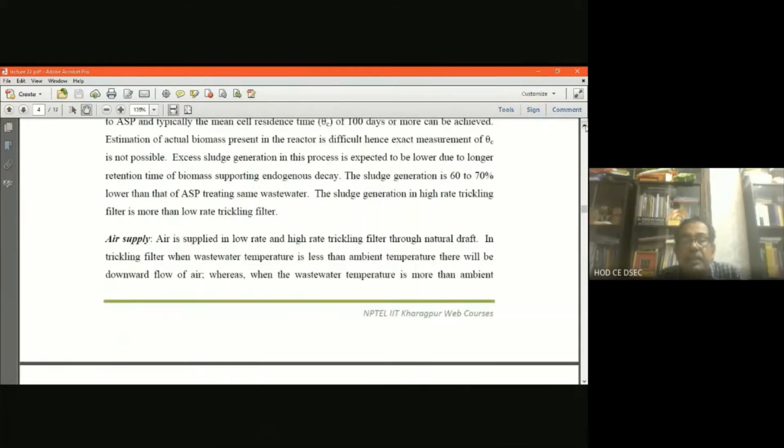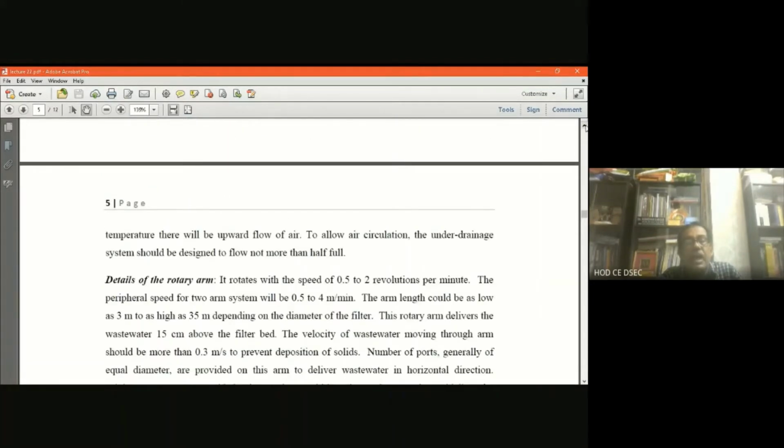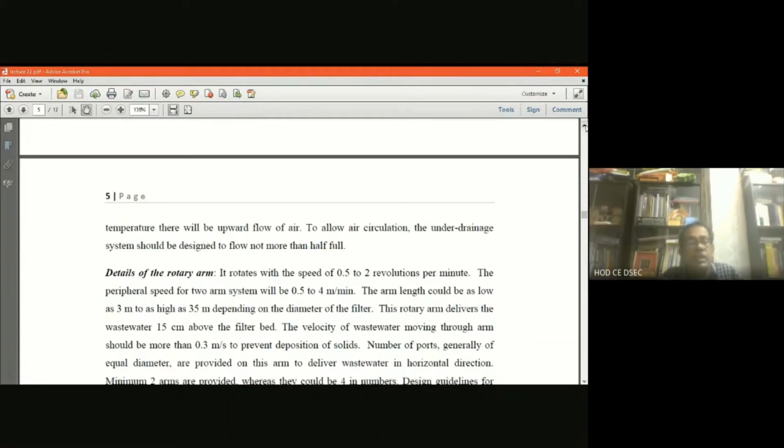Air must also be supplied because it is an aerobic treatment process. In the high rate trickling filter, the natural drip process is used. When the wastewater temperature is less than the ambient temperature, there will be a downward flow of air, and when it is reversed, that is when the wastewater temperature is more than the ambient temperature, an upward flow of air will be observed. To allow air circulation, the under drainage system should be designed to flow not more than half full.